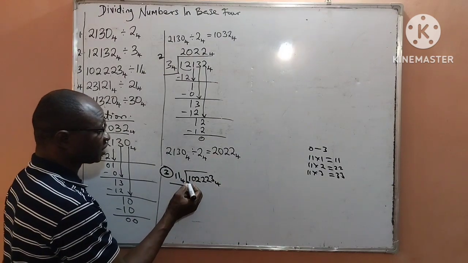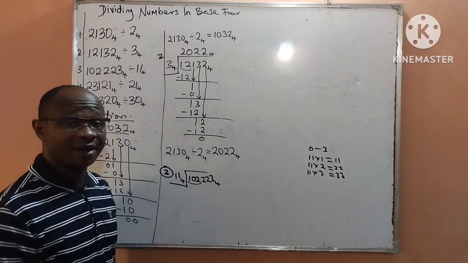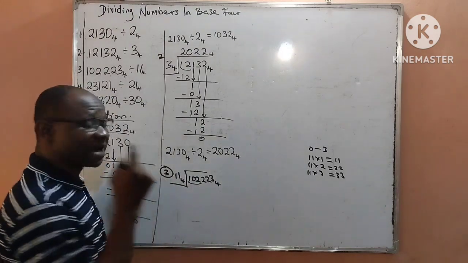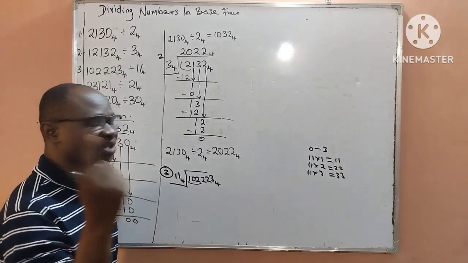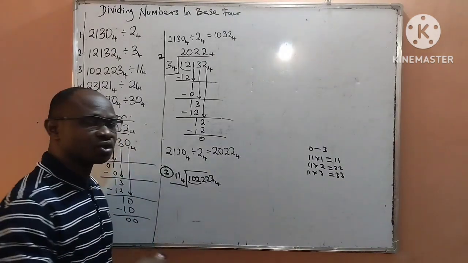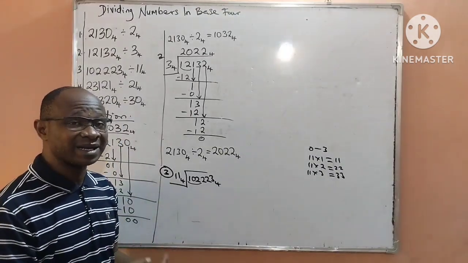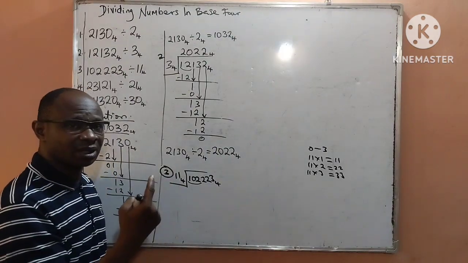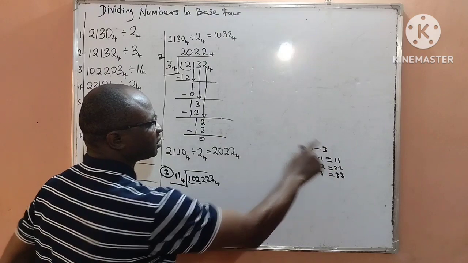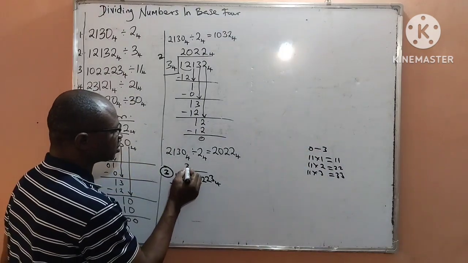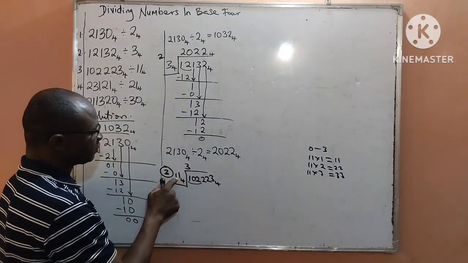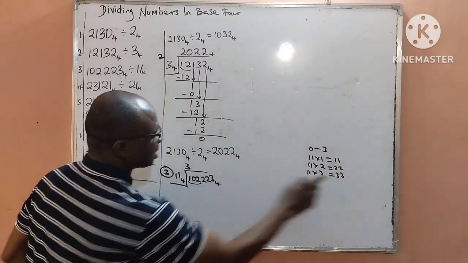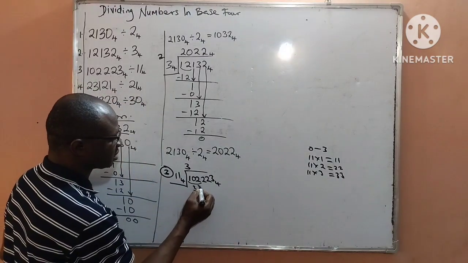Therefore, 11 cannot divide 1, 0, 1, 0. So we can now take together 11 divided into 102. But the maximum digit we can get here is 3. We are not going to look at numbers greater than 4, so it can be a maximum of 3. So we take the maximum digit, which is 3. Therefore, 11 multiplied by 3, as you can see here, is 33.